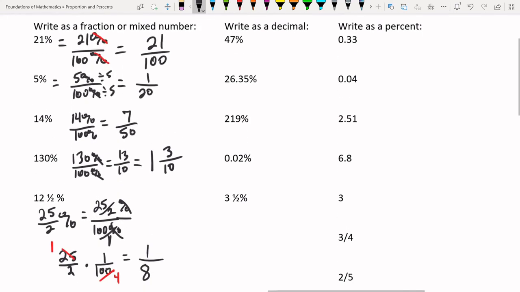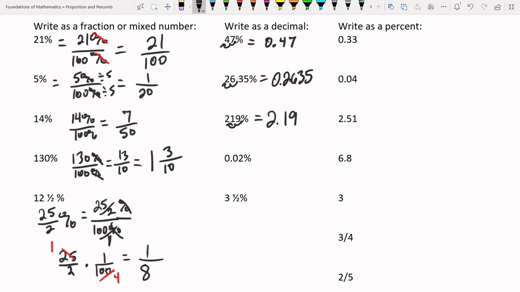All right, writing a percentage as a decimal, this is very easy. All you have to do is find the decimal point, which if it's not written, it's always at the very end there, and move it 2 spaces to the left. So 47% is the same thing as 0.47. Quite simple. 2 spaces to the left. 0.2635. 2 spaces to the left. In this case, it's going to be 2.19. That's because it's greater than 100%. 2 spaces to the left.